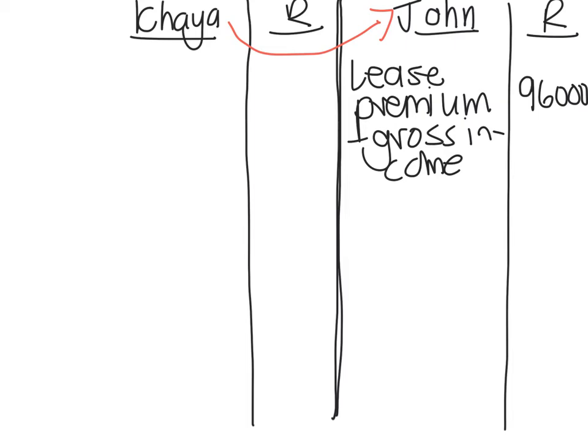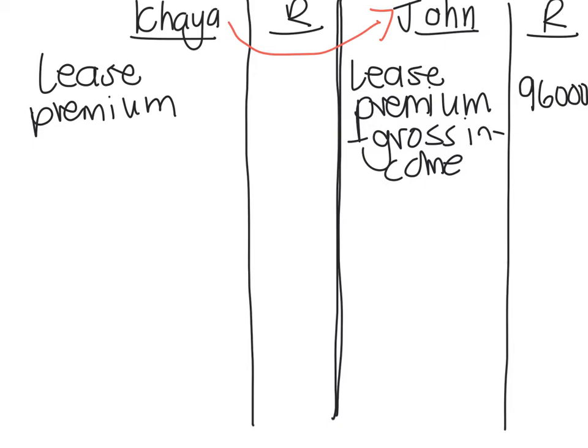Okay, so we've dealt with John, the lessor. Let's have a look at Kaya, the lessee. Now, from Kaya's perspective, he paid 96,000 Rand in the form of a lease premium. So, again, in his taxable income, we also need to figure out what to do with this lease premium.